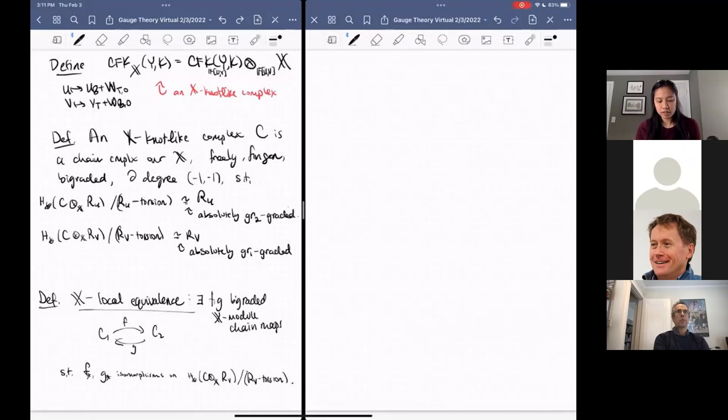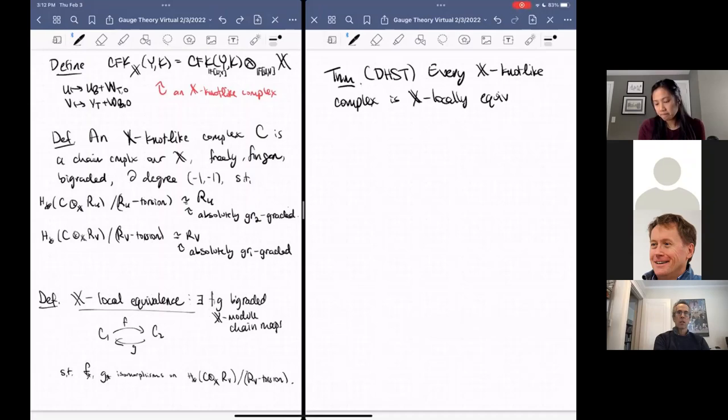And then we can analogously prove the theorems that we had before about the classification of knot-like complexes, where every X knot-like complex is X locally equivalent to a unique standard complex, which again is parameterized by a finite sequence of parameters b_i, where each b_i now is not quite an integer, but a pair of integers. You can think of some pair of integers where the odd ones are representing coefficients of the UWs.